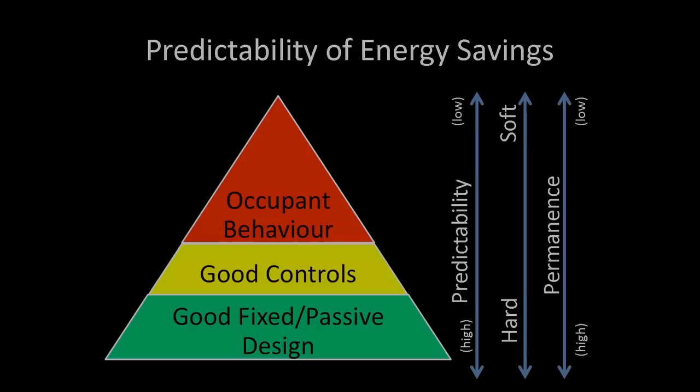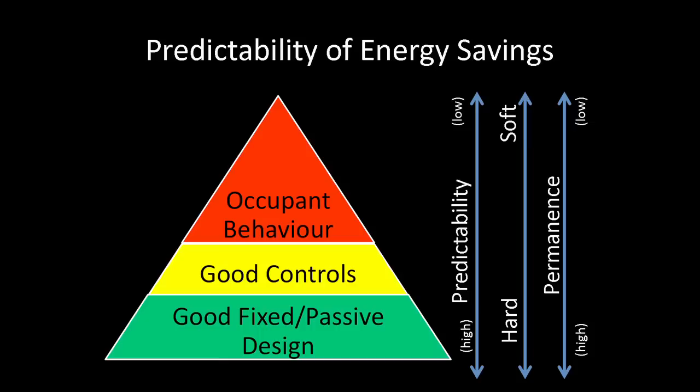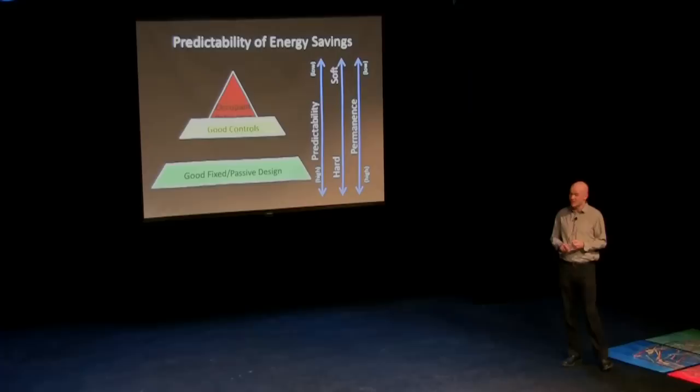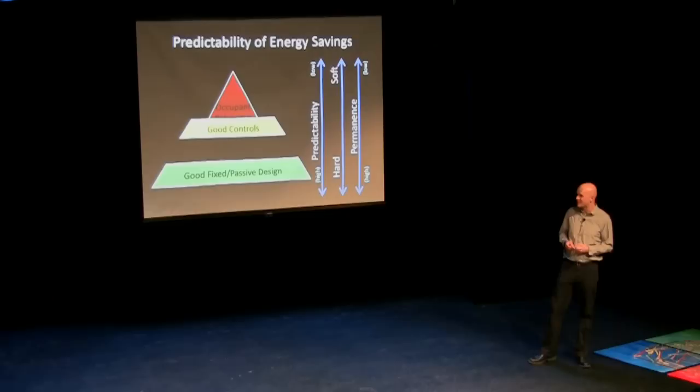So the way I think we should be designing buildings is to optimize things like fixed and passive design. So this means getting the geometry right, getting your windows positioned and sized properly, having fixed shading that doesn't involve any people, and even having interior design such that desks are not placed where glare is likely to occur, and also having flexible design such that a building can evolve over its lifespan without any big impacts.